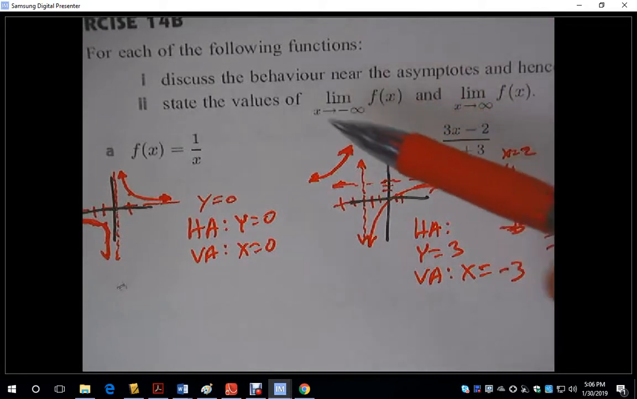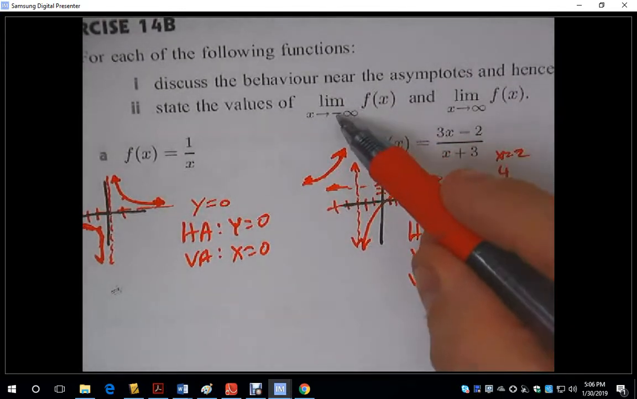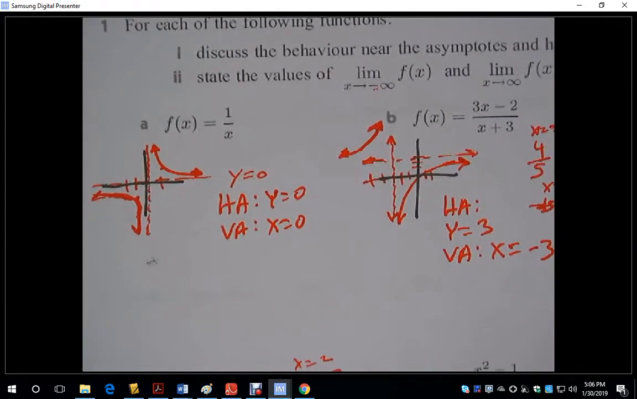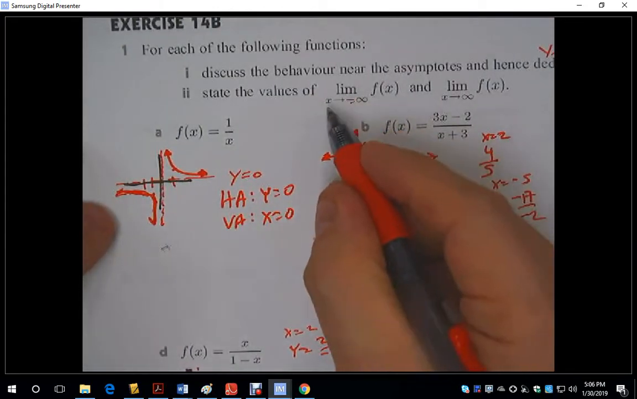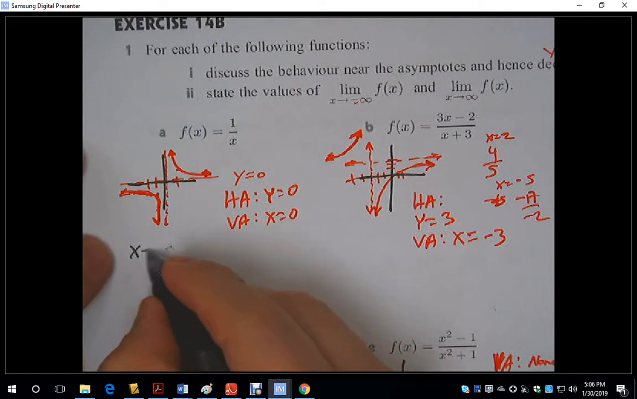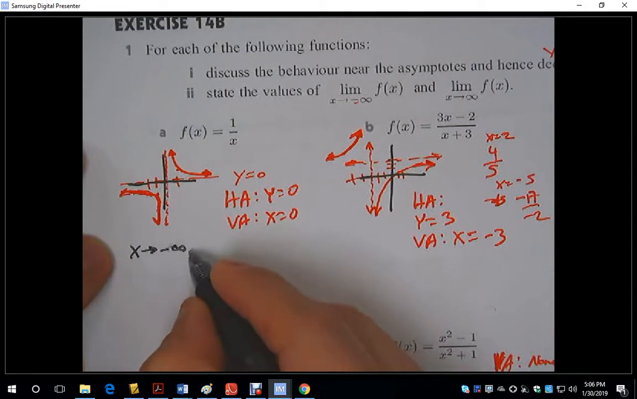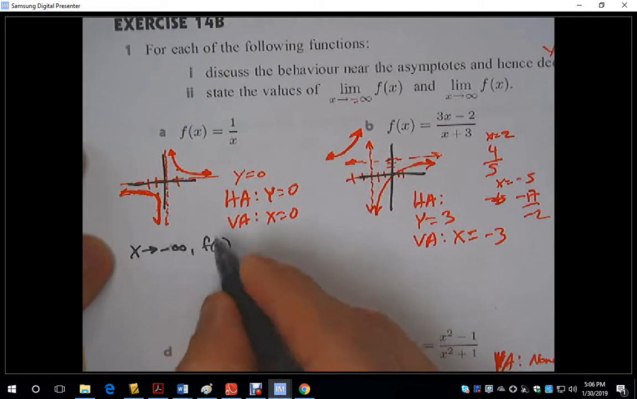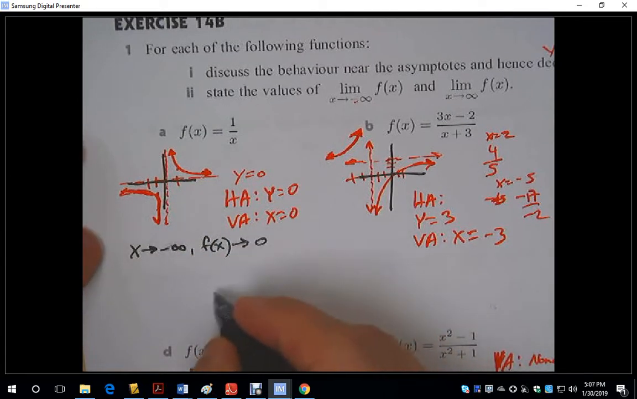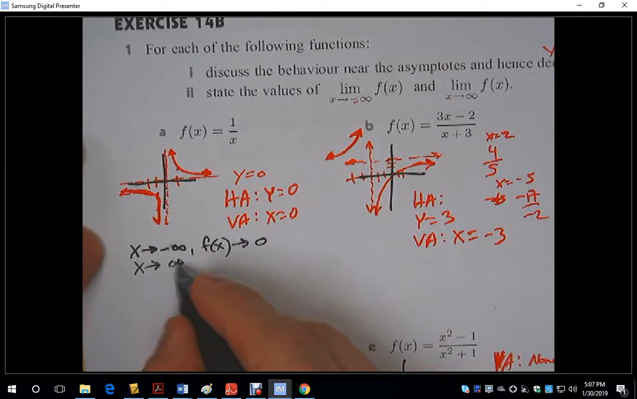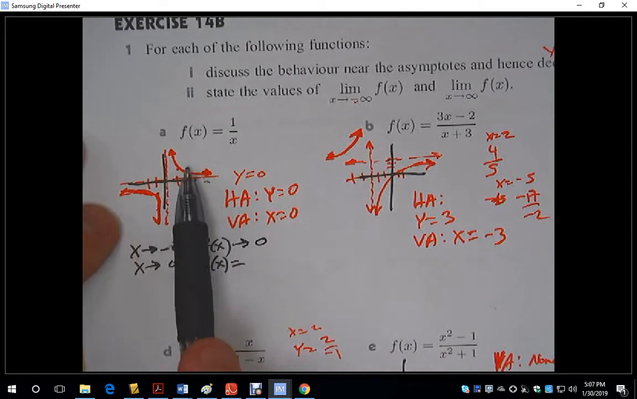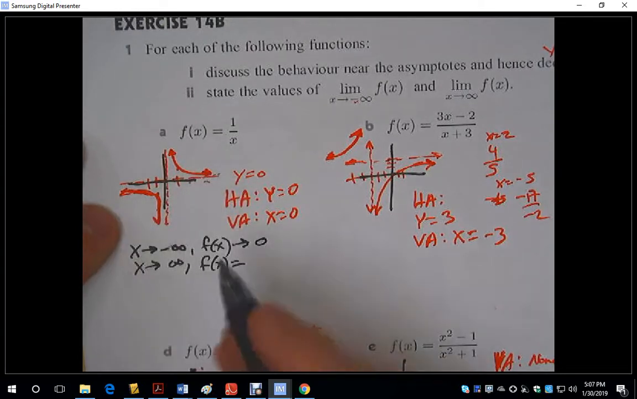Then it says here, state the value of our limits as I approach infinity and negative infinity. So my limit as x approaches negative infinity of my function: as x approaches negative infinity, then f of x looks like it's going to approach 0. And when x approaches infinity, when x becomes super large, my y value approaches 0.